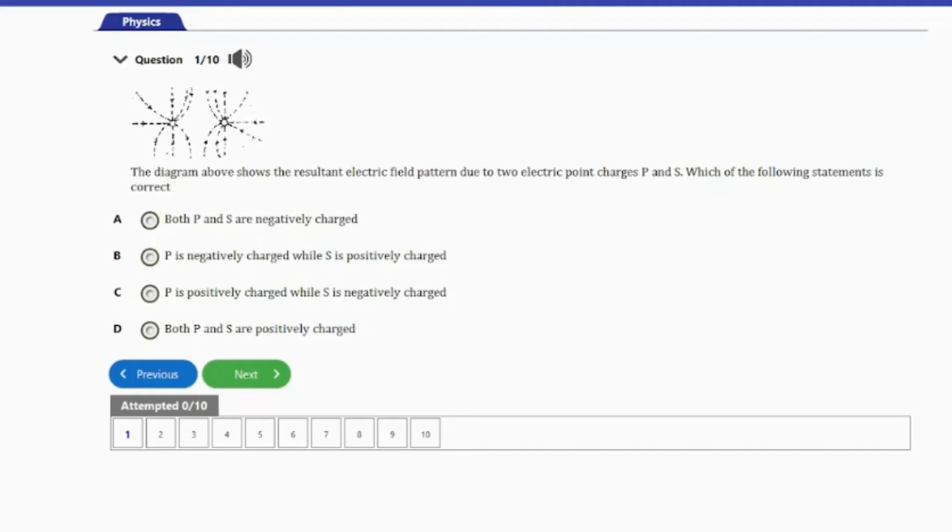So guys, recall the conventional flow of current, and here you notice that the field lines are pointing inwards. So you see the arrows pointing inwards here. So you notice that both P and S are negatively charged. So that's it for this question. Let's go ahead and consider the next question.